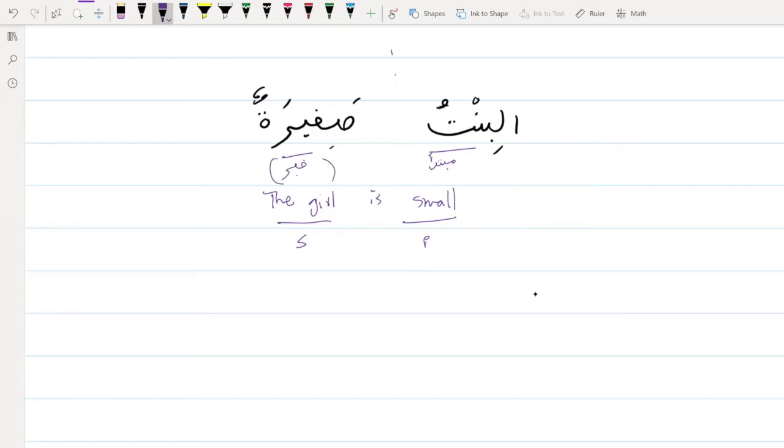Now, what needs to be for the mubtada? Is it definite? Is it ma'rifa? Yes, we have alif lam. It's absolutely definite. And is it coming before the predicate? Yes, that's your subject, right? And what about the predicate, the khabar? Is it indefinite? Yes, indefinite. Is it following the subject? Yes, it's following the subject.